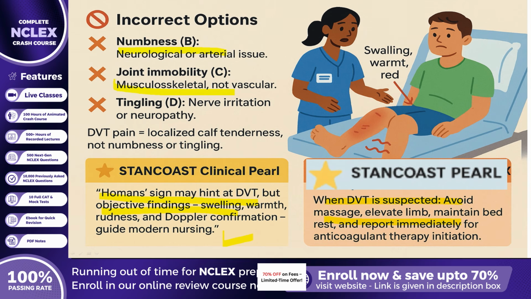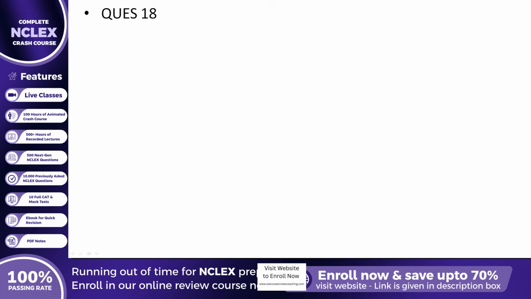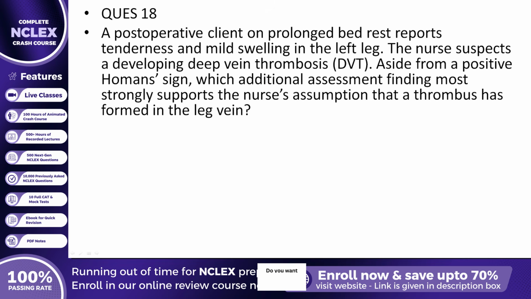Moving into a critical post-operative situation, imagine a client who has been confined to bed rest for an extended duration and suddenly reports tenderness and mild swelling in the left leg. The nurse immediately suspects the development of a deep vein thrombosis, commonly referred to as DVT, a condition where a thrombus or blood clot forms within a deep vein, most often in the lower extremities. The clinical question here asks, aside from a positive Hohmann sign, which additional assessment finding most strongly supports the nurse's assumption that a thrombus has formed in the leg vein?